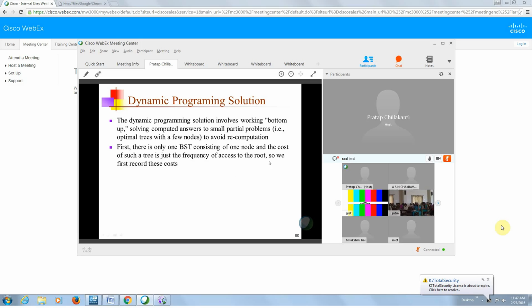How did SVCW or JNTUV or other colleges do it? You take all the nodes in a bucket, and then you create one tree consisting of one node. The cost of the tree is just the frequency of access to the root, right? So we know that. What was the very first node that you took? You took E, right? Because it had the frequency of 5? Whichever node. Okay, then what do you do?